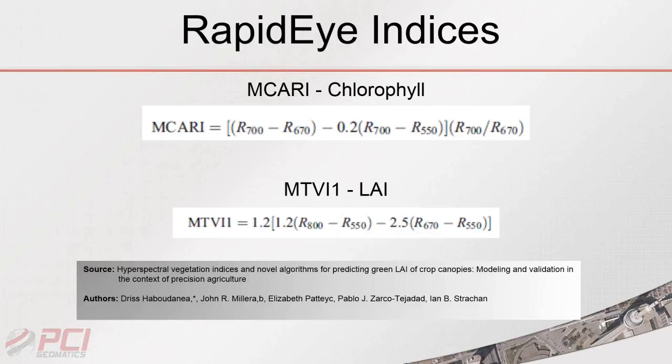So the vegetation indices that we're going to be calculating are, we've done our research here and found that these two particular vegetation indices are quite well suited to RapidEye. The M-Carry vegetation index is going to allow us to say something about the chlorophyll content in the particular fields, and a second vegetation index is known as MTVI, which is going to give us some indication of the leaf area index that is contained within the field.